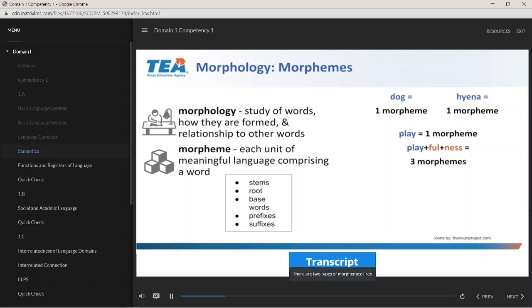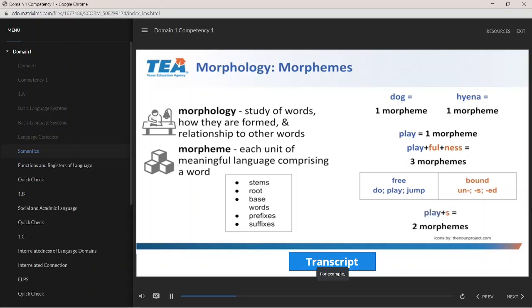There are 2 types of morphemes: free, or independent, morphemes, such as do, play, or jump, and bound, or dependent, morphemes, which include prefixes and suffixes, such as words ending in s to signify plurality, and ed endings to signify past tense. For example, the word plays has 2 morphemes. Play is an independent morpheme, while the s ending is dependent.